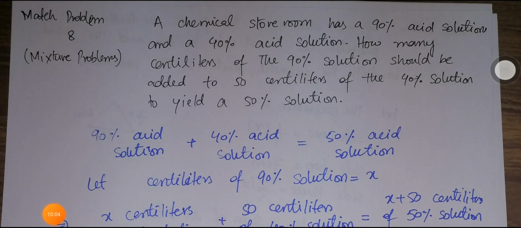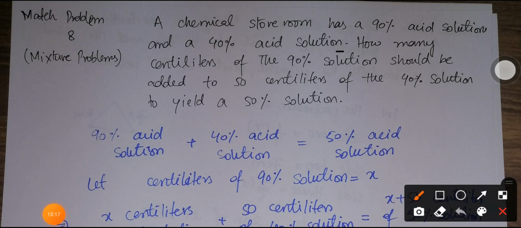Next we have math problem 8. You can check example 8 by yourself. Such type of problems are named as mixture problems. A chemical storeroom has a 90% acid solution and a 40% acid solution. Such type of problems are very useful for you as well. So how many centiliters of the 90% solution should be added to 50 centiliters of the 40% solution to yield a 50% solution?